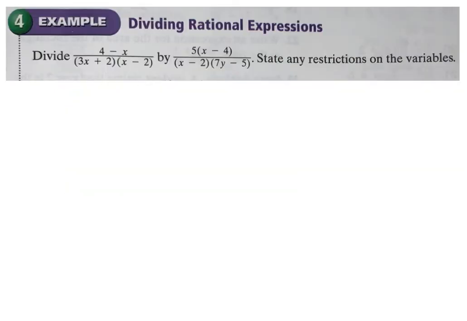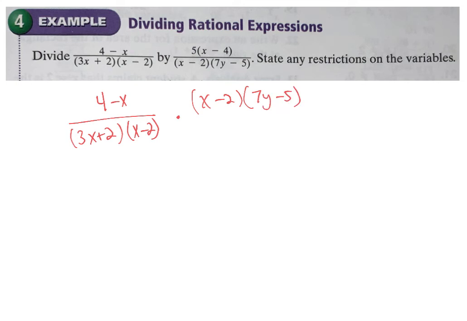Keep, change, flip. That is division. So I'm going to keep the first one identical: 4 minus x over 3x plus 2, x minus 2. By the way, you do have to factor these for me. So you want to flip it first. Keep, change, flip first, then factor, then cancel. Okay? So multiply, and then it's going to be x minus 2, 7y minus 5 over 5, x minus 4. You're going to keep, change, flip first. Then you're going to cancel.